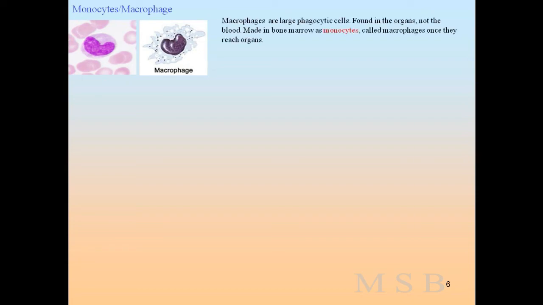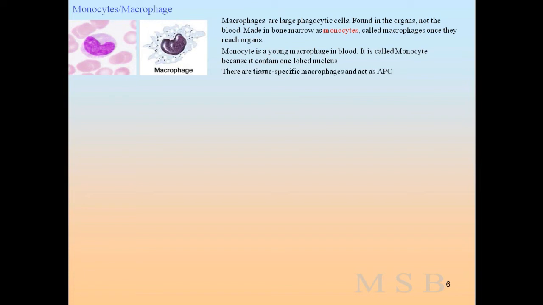The next two important cells in innate immunity are monocytes and macrophages. Macrophages are large phagocytic cells found in the organs, not the blood. They are made in the bone marrow as monocytes and called macrophages once they reach the organs. A monocyte is a young macrophage in the blood. It is called a monocyte because it contains a single-lobed nucleus, as shown in the figure. There are tissue-specific macrophages, and they act as antigen presenting cells. Phagocytosis and killing of microorganisms are the functions of macrophages.